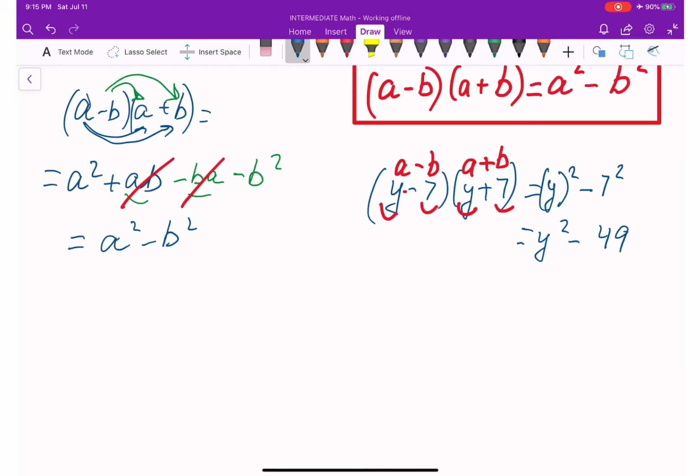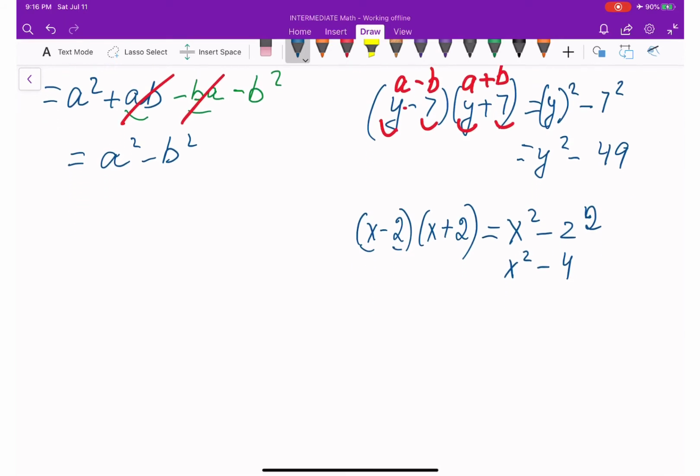Okay, next one. X minus 2, X plus 2. So square of X minus square of 2, because we have in both parentheses X and 2. In one case it's subtraction, in another case it's addition. So it's going to be X squared minus 2 squared, which is going to be X squared minus 4.